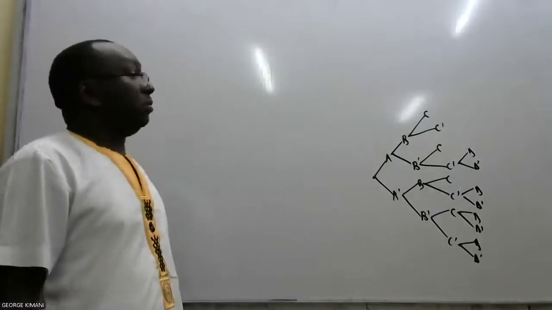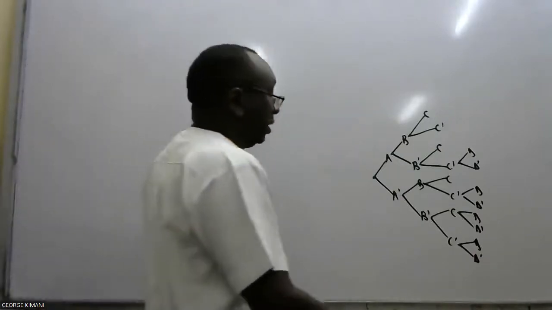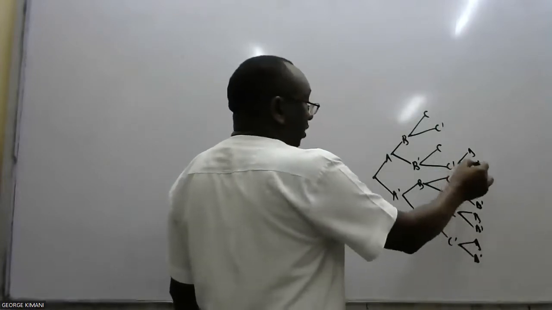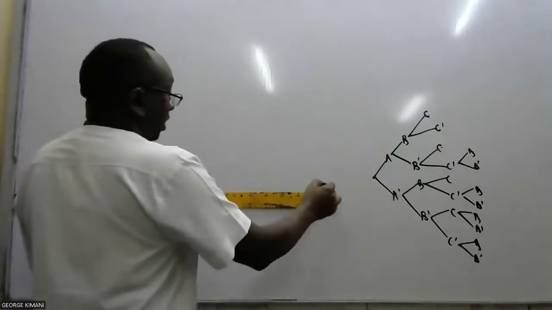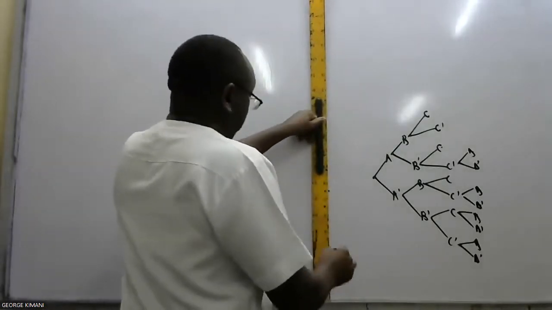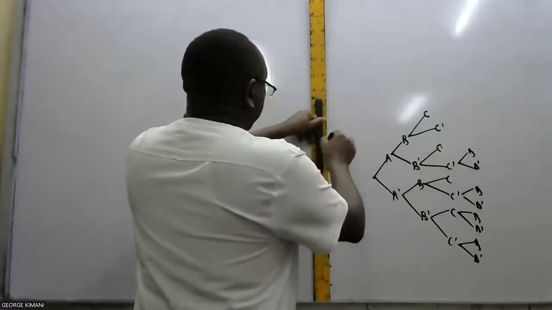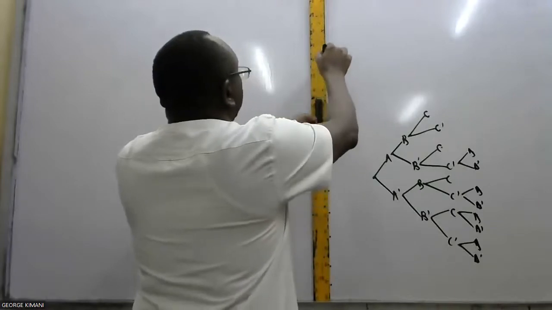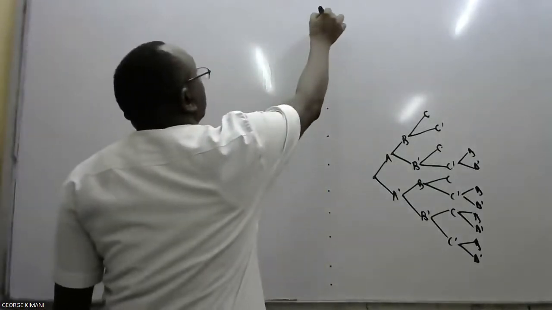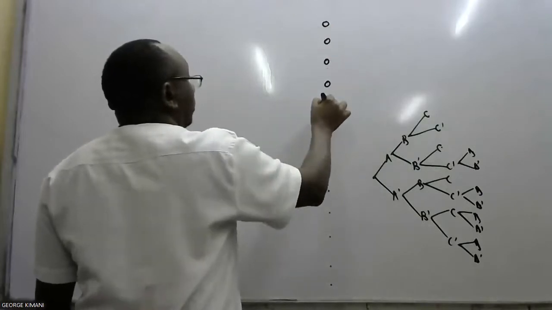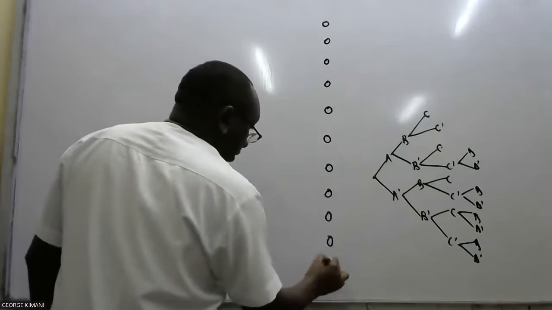So with that now, we can come up with a fair copy of that sketch. And this is how you will check: 1, 2, 3, 4, 5, 6, 7, 8, 9, 10, 11, 12. So that means we are going to have 12 tails. So let's start from here.